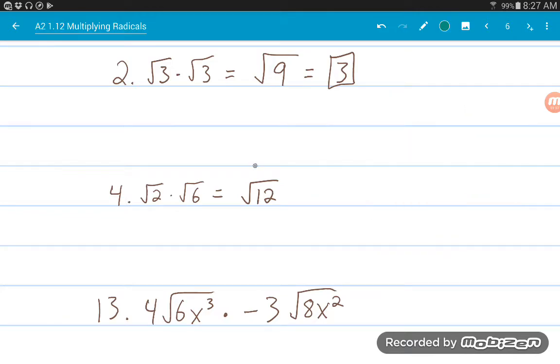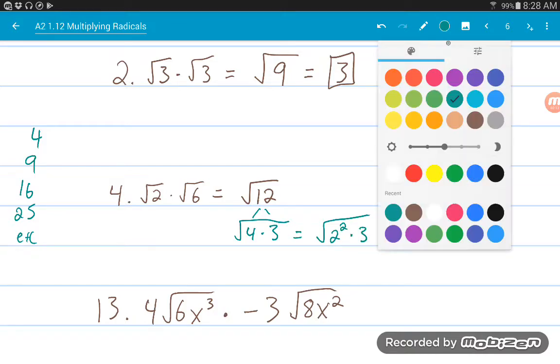Remember how we simplify these. This is a square root, right? So we're looking for things like x squared or whatever. So what perfect square goes into that 12? 4, 9, 16, 25, etc. The only factor that goes in is 4. So I can split this into 4 times 3, all square rooted. 4 is equal to 2 squared, so I can rewrite this as 2 squared times 3.